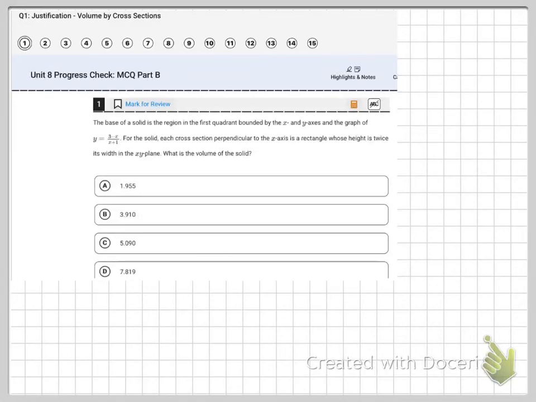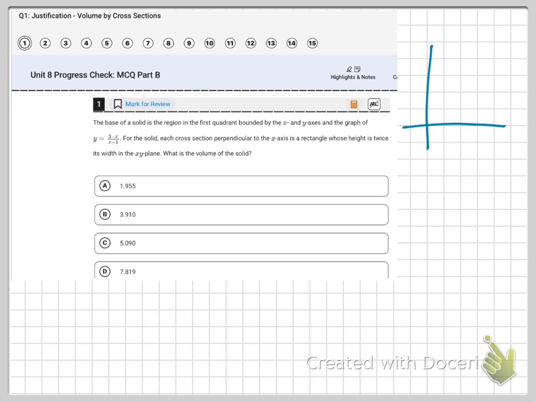The base of a solid is the region in the first quadrant bound by the x and the y axis. Let's draw an x and y axis and the graph y equals blah, blah, blah, blah. For the solid, each cross section perpendicular to the x axis is a rectangle.